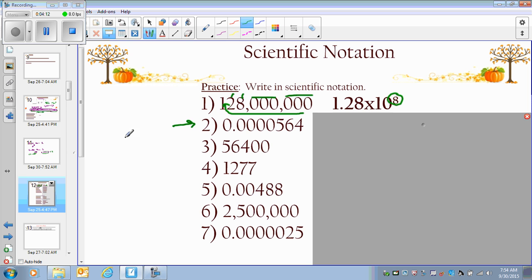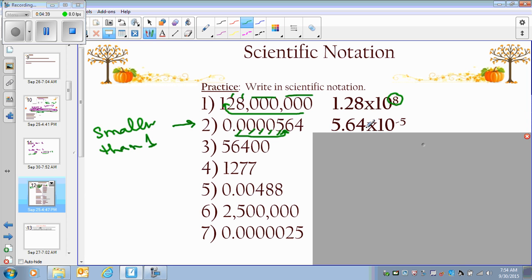Now this number is smaller than 1. If the number is smaller than 1, I'm going to have the exponent negative. Now how many? You're going to travel it all the way here where there's only one digit in front of it. You will not bring it here or here or here. There has to be only one digit in front of it. And you count how many digits you traveled by. 1, 2, 3, 4, 5. So you will see it is 5.64 times 10 to the negative 5. Why is it negative? Because this number is smaller than 1. So go ahead and complete this and let me know if you have any questions. Thank you very much.